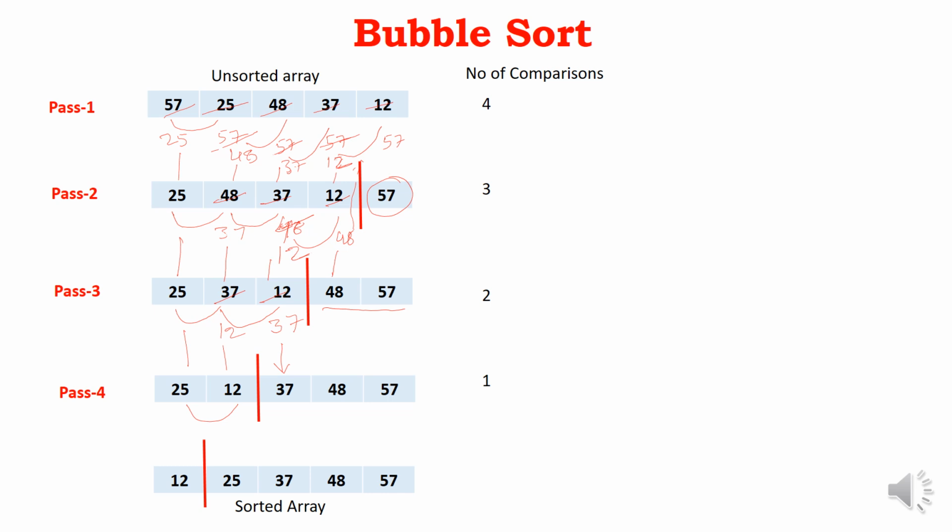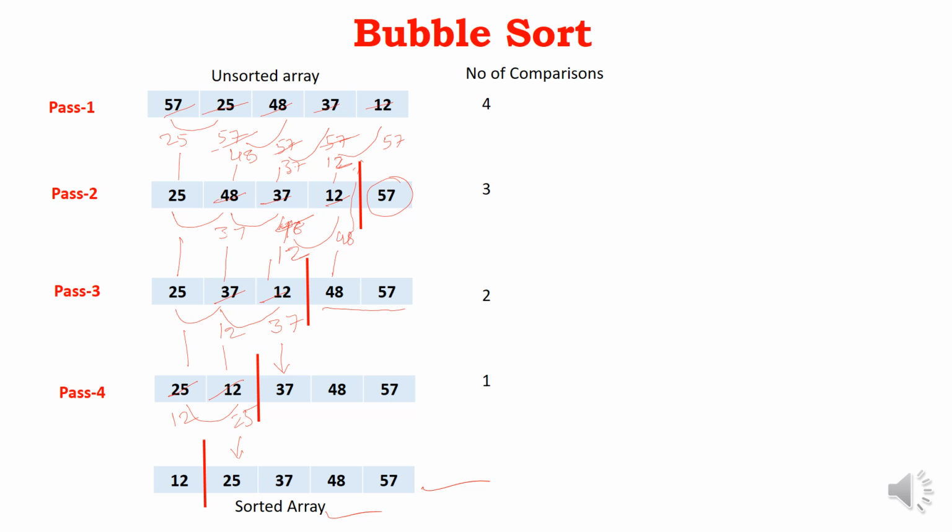25, 12. Are they in ascending order? No. So interchange them. 12, 25. So 25 is the largest element and it is moved to its final position. Now in unsorted locations there is only one element, 12. An array or a list consisting of only one element is deemed to be in sorted order. So finally, look at the final array. The elements are rearranged such that they are 12, 25, 37, 48, 57. Yes, sorted order, ascending order. It is a sorted array.